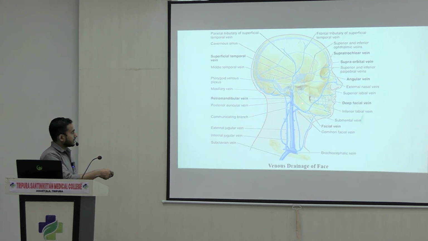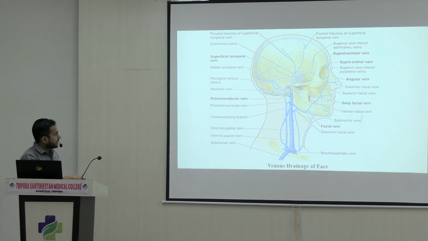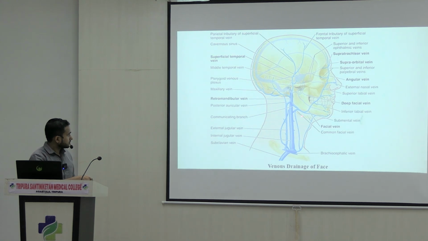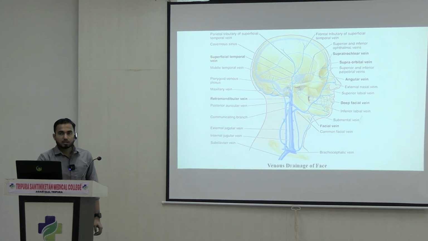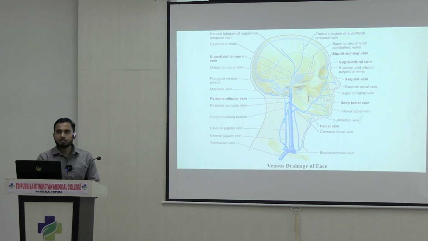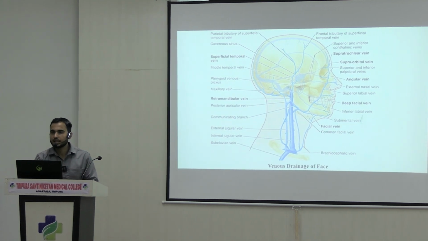Okay, now after that, at the termination, as you can see, it is joined by the anterior division of the retromandibular vein. Okay, and then it will drain into the internal jugular vein. See this one. Now this internal jugular vein will be joined by the subclavian vein of its side to form the brachiocephalic vein, and two brachiocephalic veins ultimately will form the SVC.